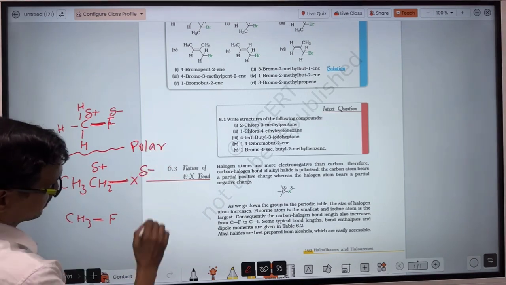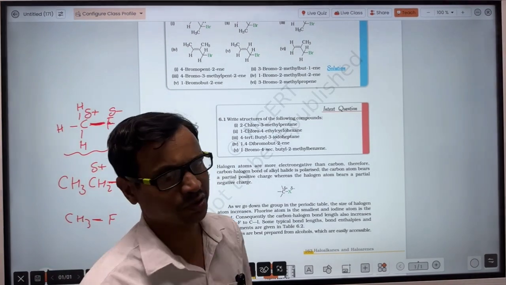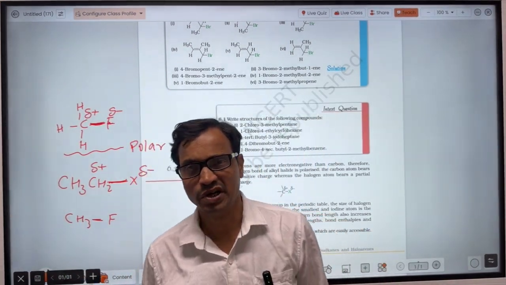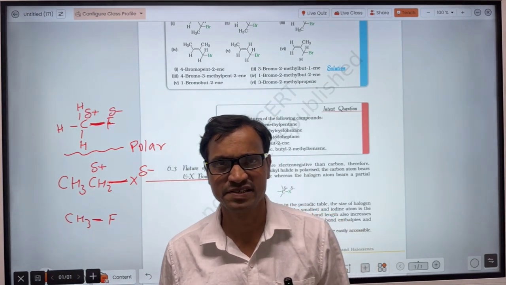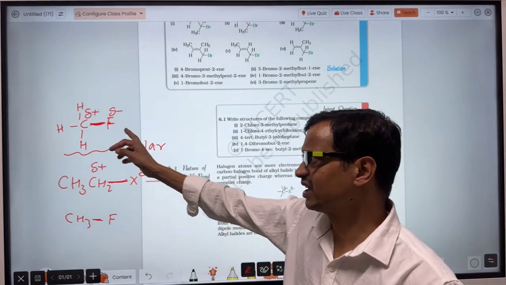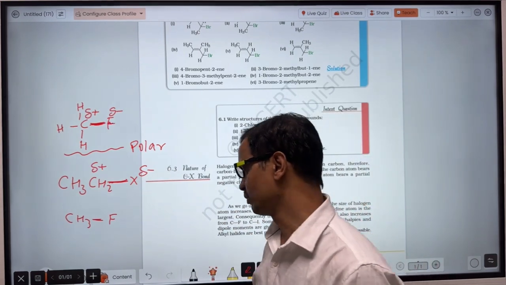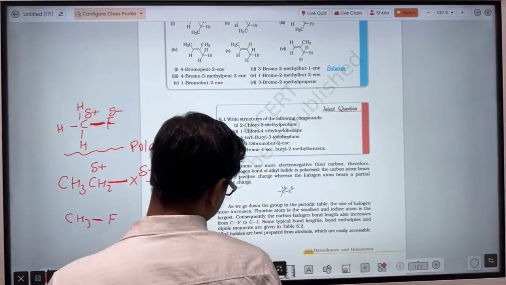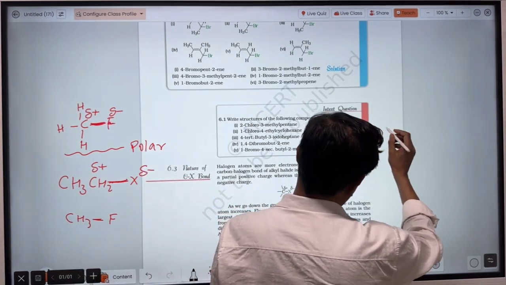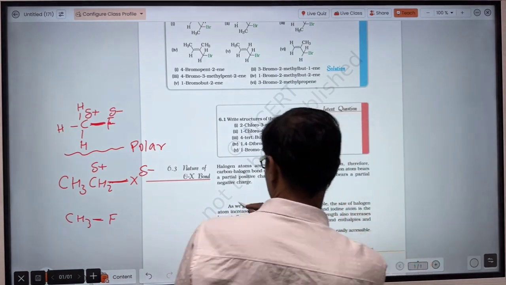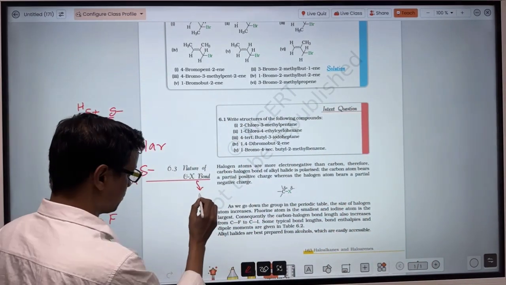So this molecule is polar because there is development of a positive charge and a negative charge. So haloalkane molecules are polar in nature because there is a positive charge and a negative charge in the molecule. So the nature of the C-X bond is polar.